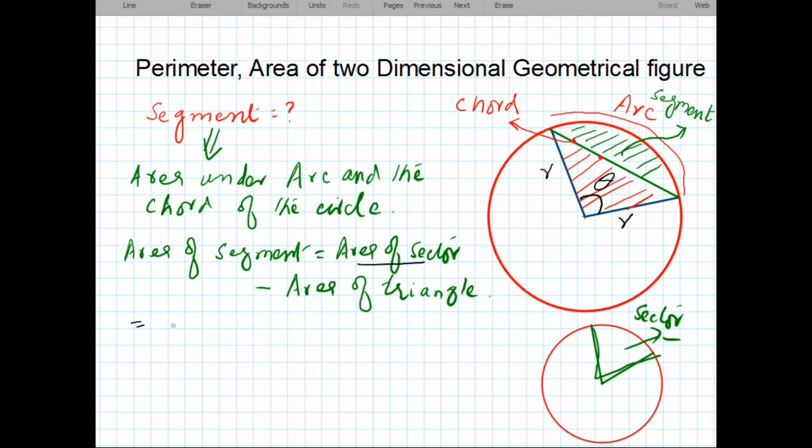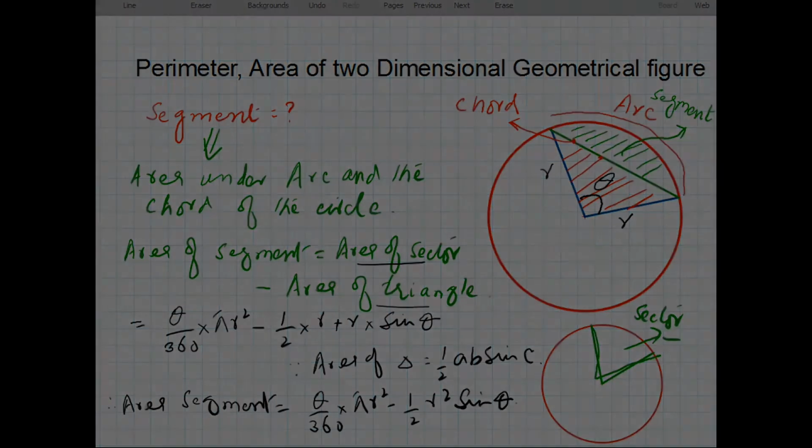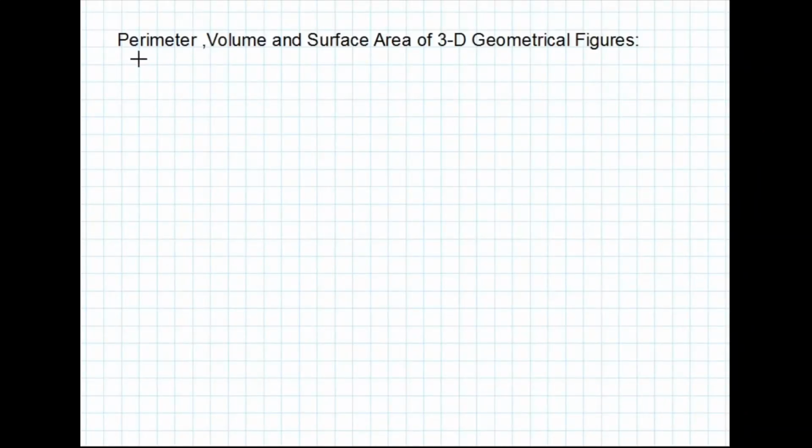Therefore, the formula will be theta upon 360 multiplied by pi r square minus 1 upon 2 multiplied by r multiplied by r multiplied by sine theta. Because we know that area of triangle is equal to 1 upon 2 AB sine C. Therefore, area of segment is equal to theta upon 360 multiplied by pi r square minus 1 upon 2 r square sine theta. Now we are going to discuss perimeter, volume and surface area of 3D geometrical figures.